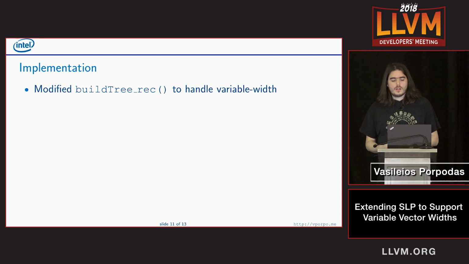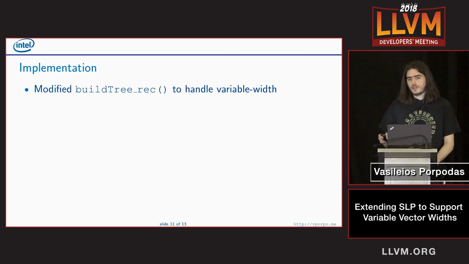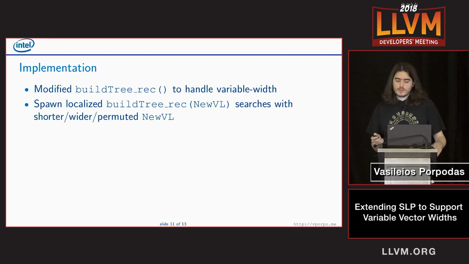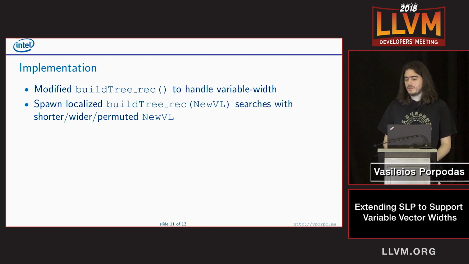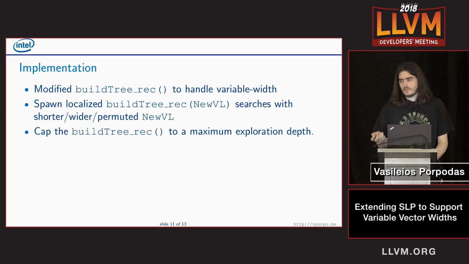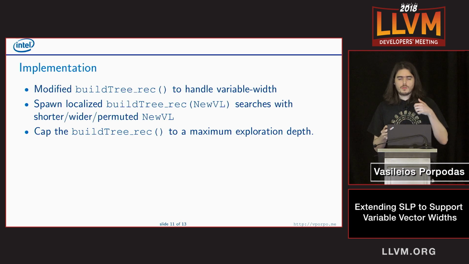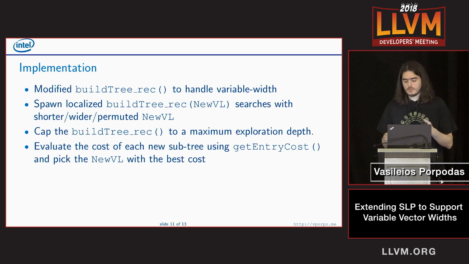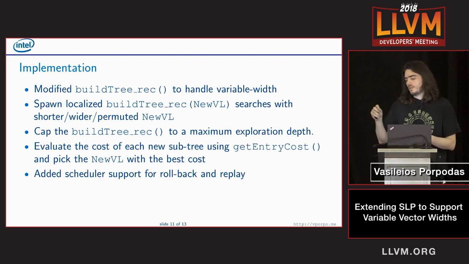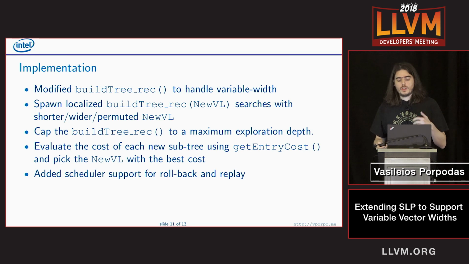All right. So I'll now talk a bit about the implementation. I'll try to be brief because I don't want to bore you to death with all the actual function names and stuff. So we modified the buildTree_rec function to handle the variable width. And the way we do this exploration is that we are spawning localized buildTree_rec searches using new seeds, basically. So in order to decide whether we should do shortening, widening, or permutations or anything in between, we are calling buildTree_rec with a capped depth. So we're going to explore it only for a depth of 2 or 3. And then we evaluate these subtrees using the existing TTI support, and we basically pick the best.